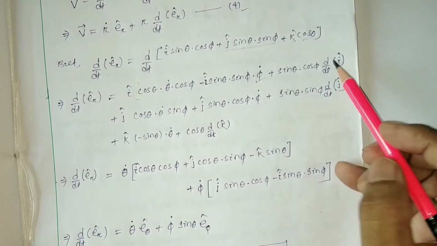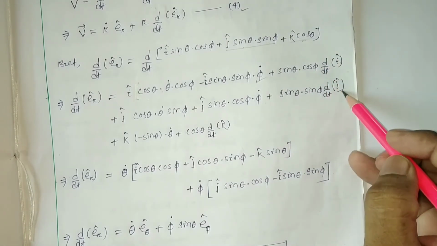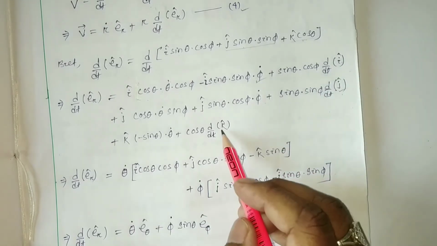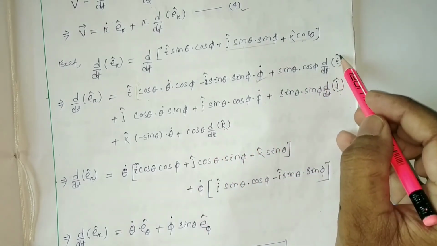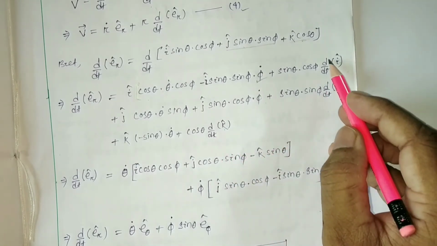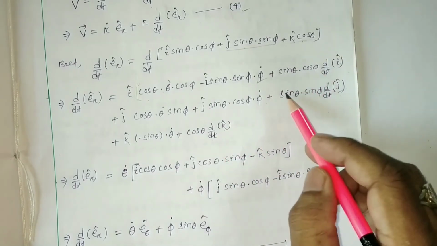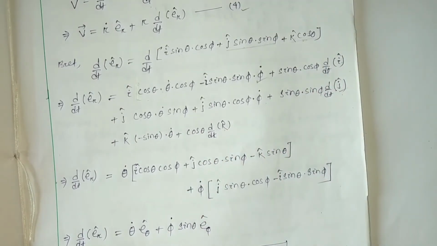Here you can see the rate of change of unit vector along the y axis. This is your z axis. Here i cap, j cap, k cap are constant vectors, so this term will be 0. So this term will be cancelled out, right?